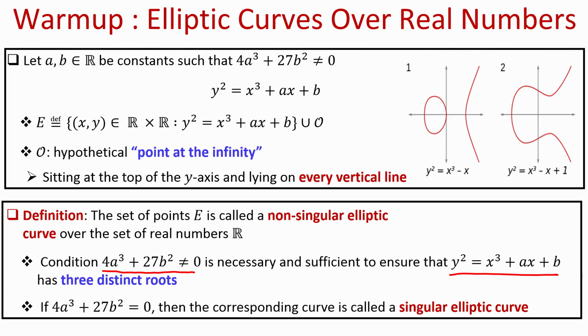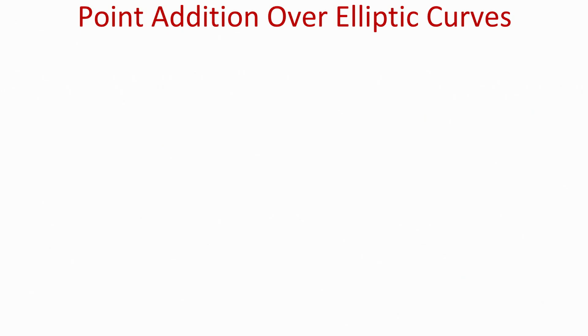3 in x. However, if we do not ensure this condition, namely 4a cube plus 27b square is not equal to 0, if we let it be 0, then the corresponding curve or the set of points E that we obtain is called a singular elliptic curve. It will not have 3 distinct roots. So, that is the definition of elliptic curves.